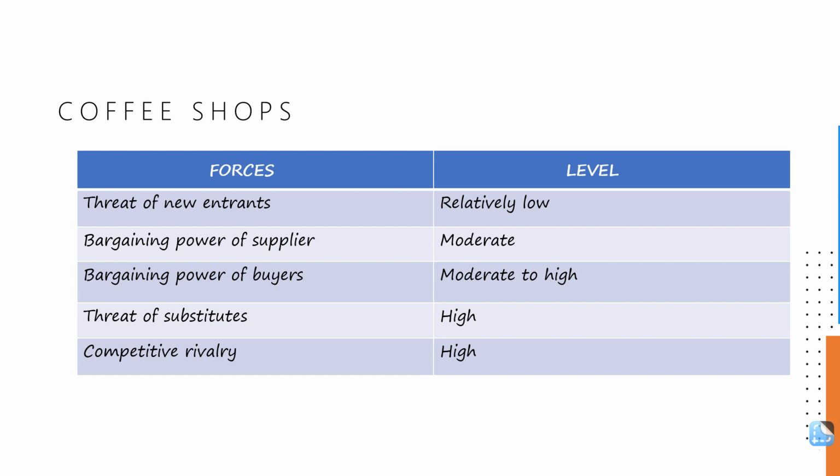Bargaining power of buyers. How much power do customers have to influence price and terms? Here, in the context of a coffee shop, the bargaining power of buyers is moderate to high. Customers may have choices when it comes to coffee shops. They may switch brands or even make coffee at home if prices go up too high.